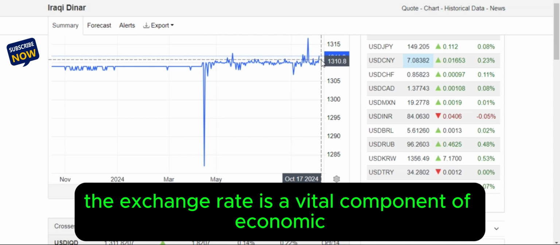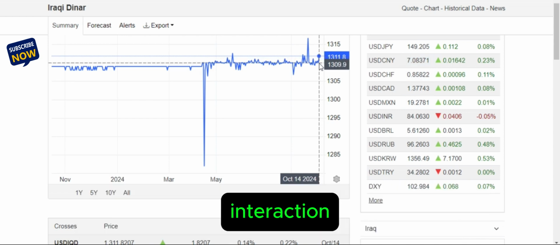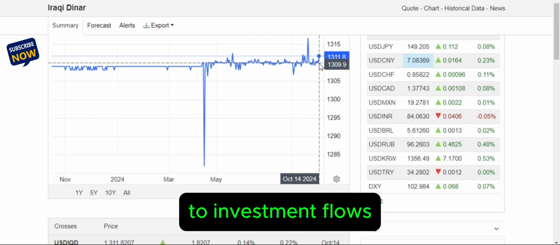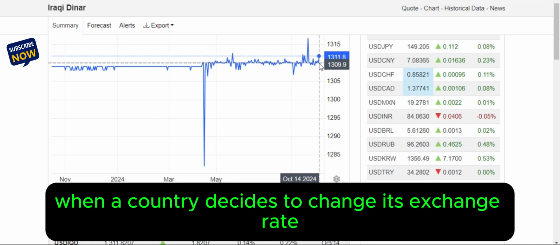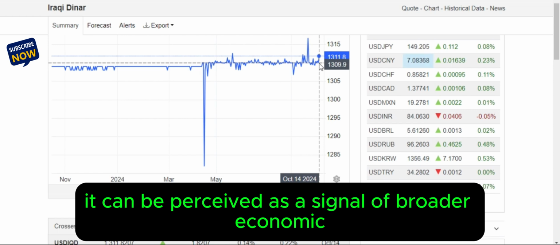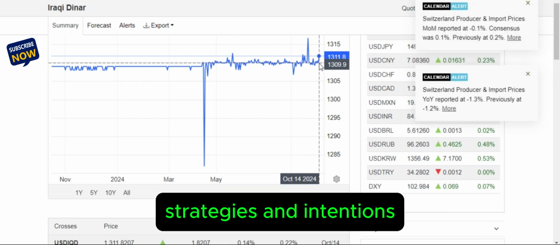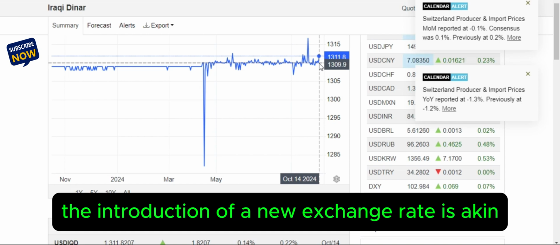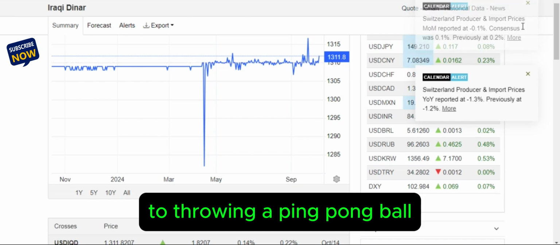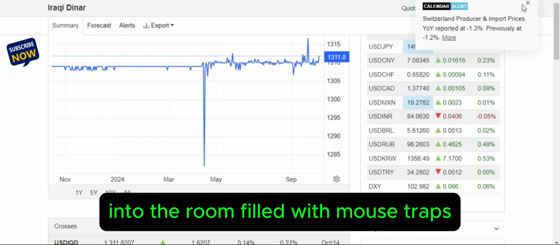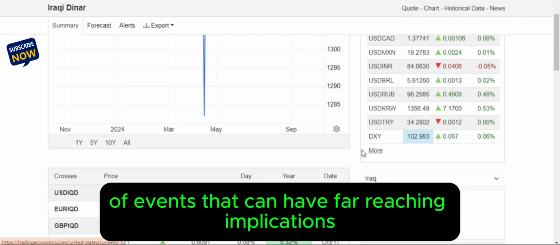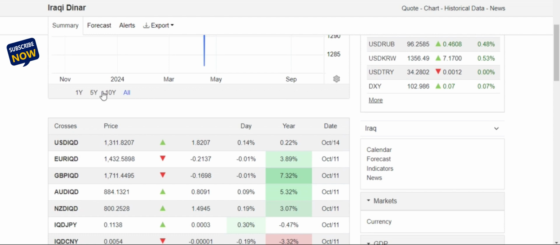The exchange rate is a vital component of economic interaction, impacting everything from international trade to investment flows. When a country decides to change its exchange rate, it can be perceived as a signal of broader economic strategies and intentions. The introduction of a new exchange rate is akin to throwing a ping-pong ball into a room filled with mousetraps. It initiates a sequence of events that can have far-reaching implications.